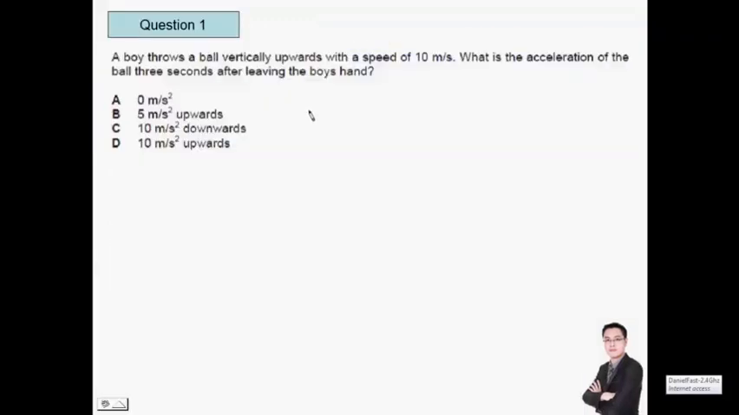Question 1. A boy throws a ball vertically upwards with a speed of 10 meters per second. What is the acceleration of the ball 3 seconds after leaving the boy's hand?